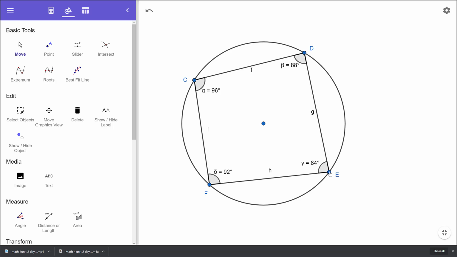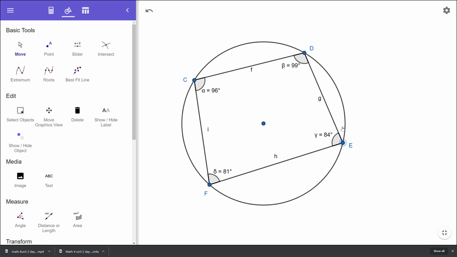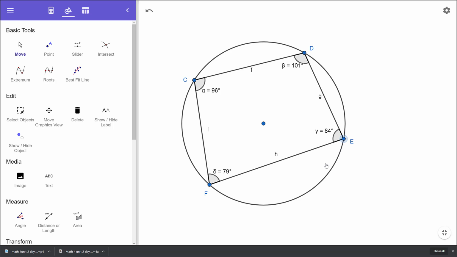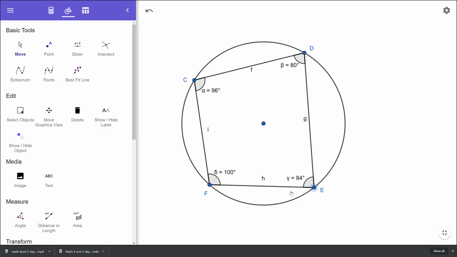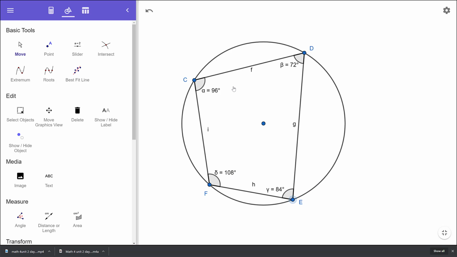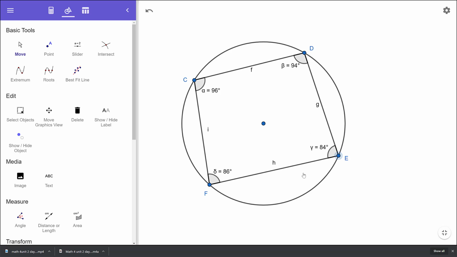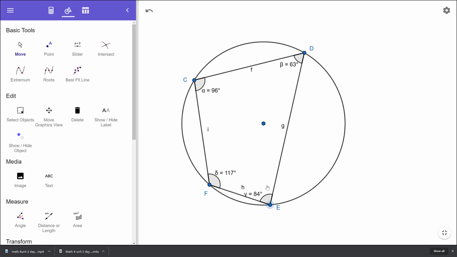So let's take point E here. So if I move point E, what happens? Well, first thing I notice is that the measure of this angle here, E, is not changing at all. But I do also notice that this angle F and this angle D, those are changing. But also if you take a look over here at angle C, that one did not change at all either. So we have two angles that are staying exactly the same, and then two angles are changing.